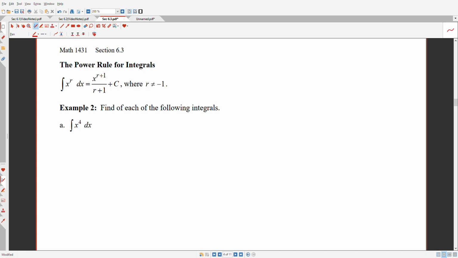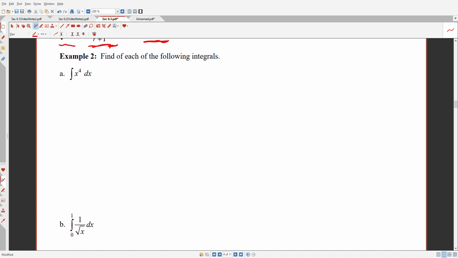Okay, so here's our power rule that we just rehearsed above, right? It says the antiderivative for any x to the r is, under the power rule, x to the r plus 1 divided by r plus 1, all plus a constant. And then they say, oh, make sure your power was not negative 1. So let's try example A here.